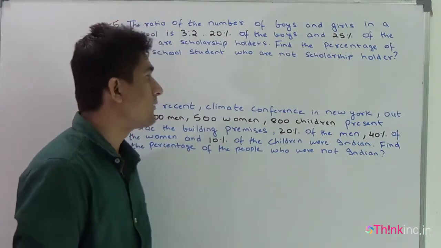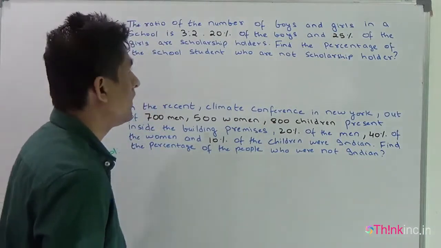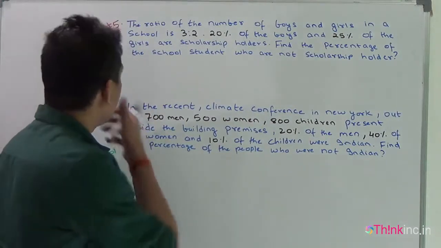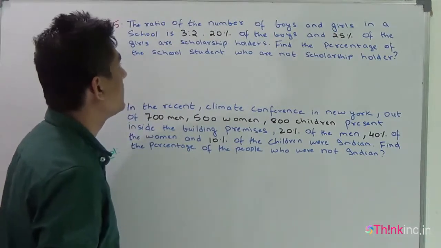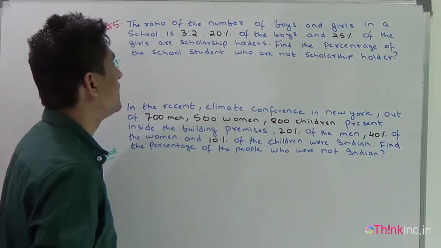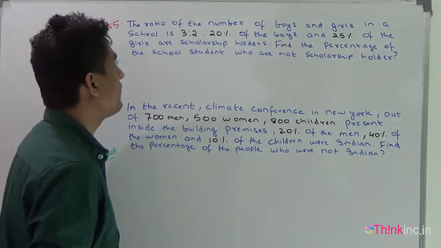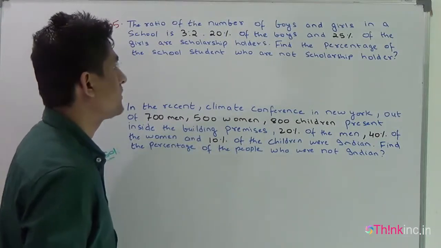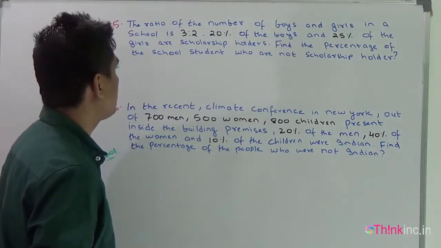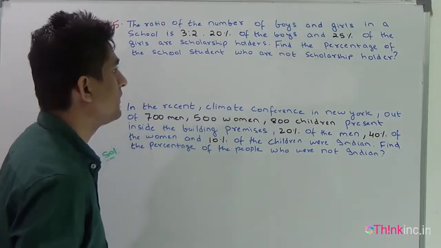Classroom. Today I have taken some more questions on percentages, starting with a simple question. The ratio of the number of boys and girls in a school is 3:2. 20% of the boys and 25% of the girls are scholarship holders. Find the percent of the school students who are not scholarship holders.